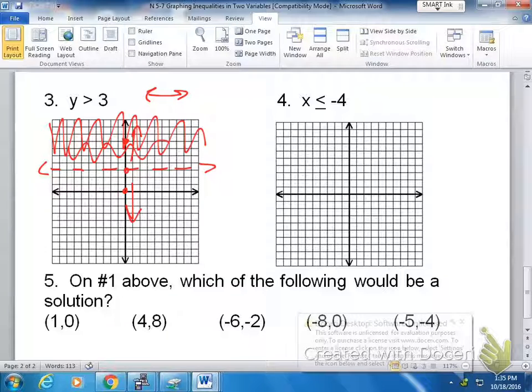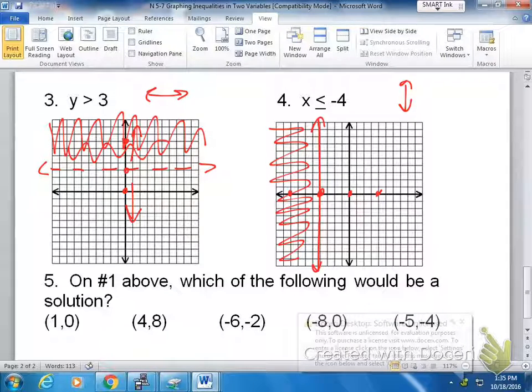X is less than or equal to -4. Well, that's a vertical line. Here's x equals -4, and it's solid because it's also equal to. And I wanted the x's that are less than that. Now think about this. This is -4. Here's 0. Here's +4. They're getting bigger that way. But if I go down here, it's -8. Those are smaller. So I want to shade on the small side.